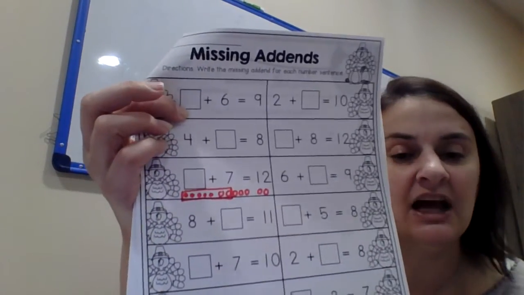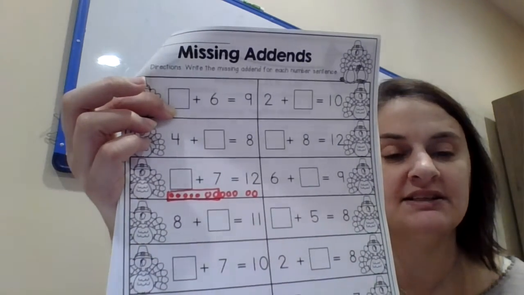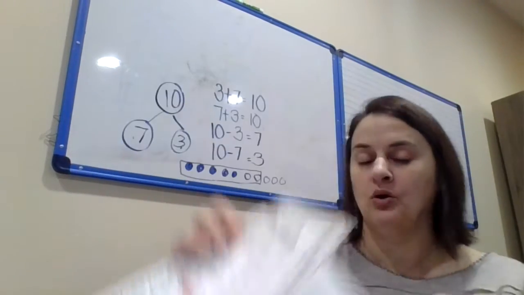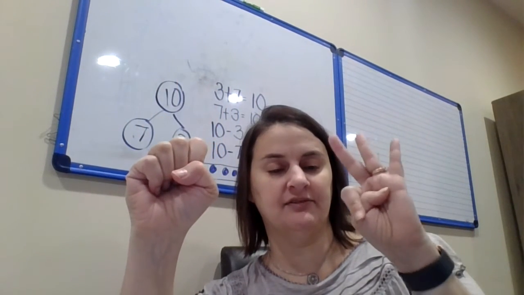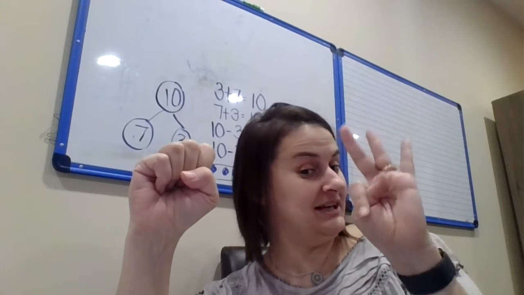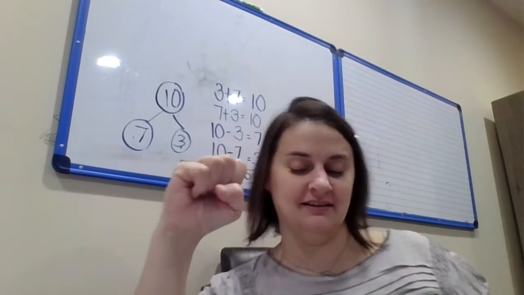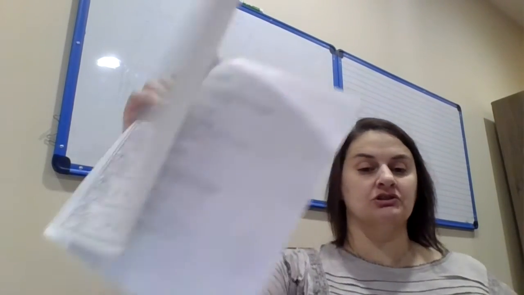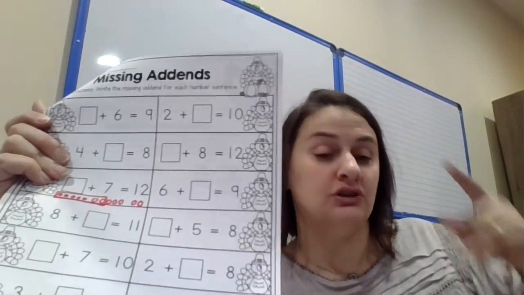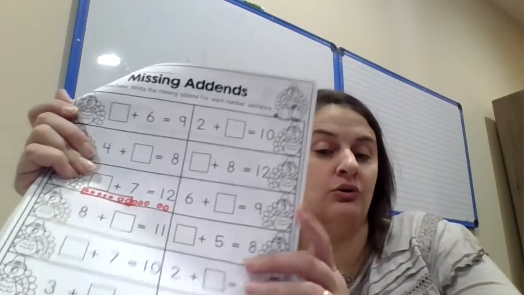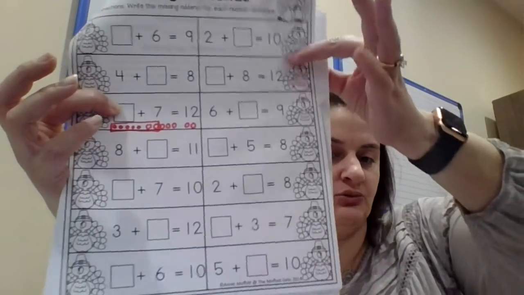Draw 6 and then draw some more until you get 9. Or you can put up 9 fingers and put down 6 of them. What's that mystery number there? So you can draw a picture to solve these. You can use your handy calculator, or you can do it in your good brain. Your choice.